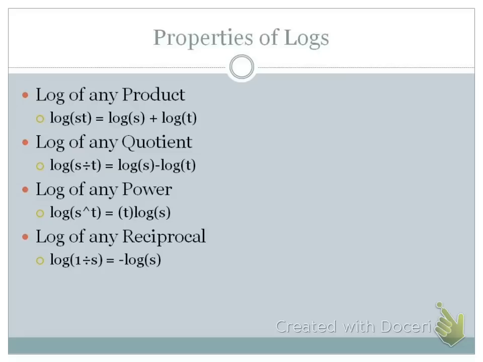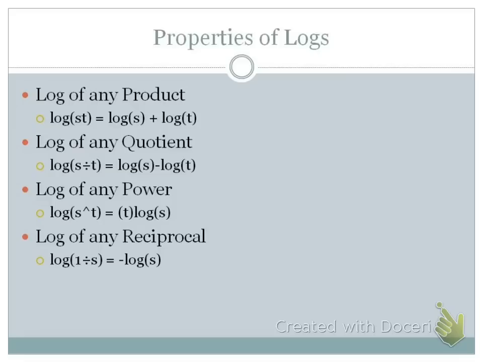The first one is product, and that's when you have a log and you multiply 2 variables. You can then take the log of the first variable plus the log of the second. The second one is log of a quotient. It's when you're dividing within a log. You take log of the first variable, or the numerator, minus log of the second variable, or the denominator.